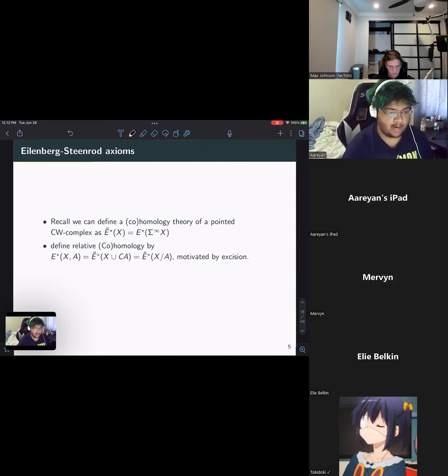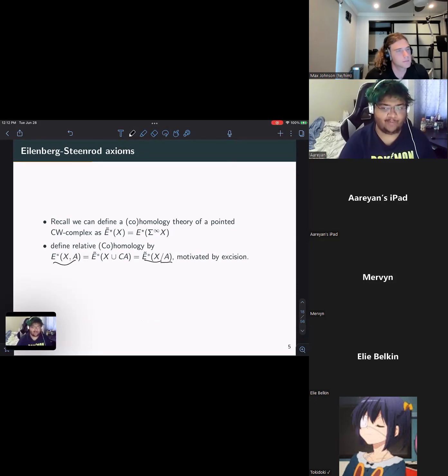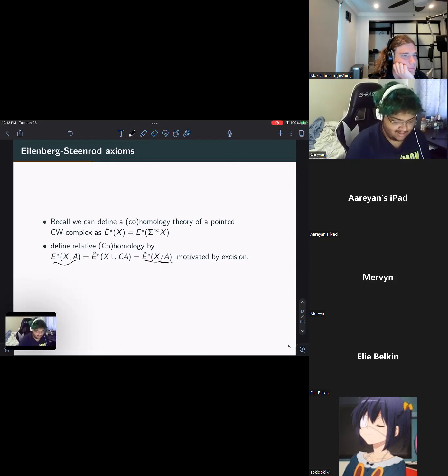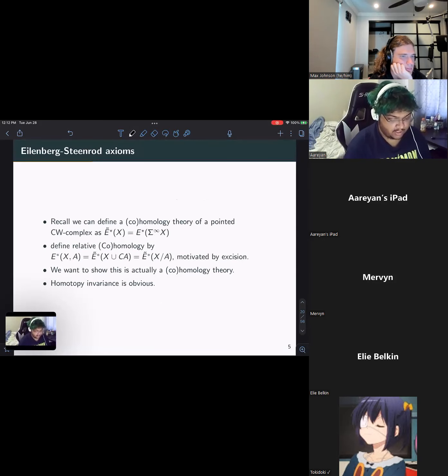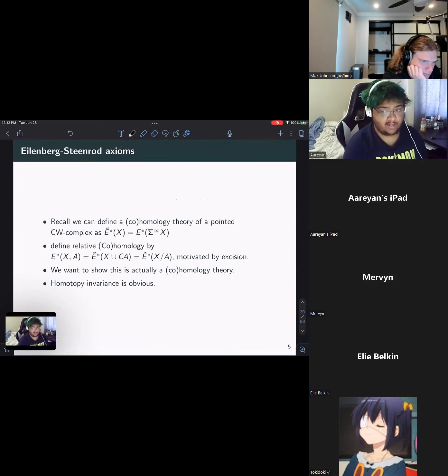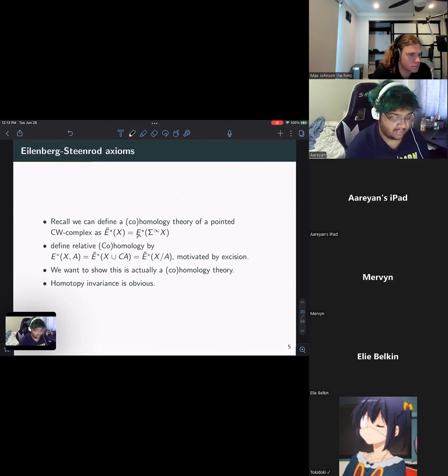Now, how do we define relative cohomology? Oh, this is a bit of cheating, but we just define it as the cohomology of X mod A, motivated by excision. And this is kind of cheating because we basically get excision for almost free here. And so first things first, homotopy invariance, that's just obvious. Homotopy invariance gives an isomorphism of suspension spectra, and then cohomology is functorial on spectra.